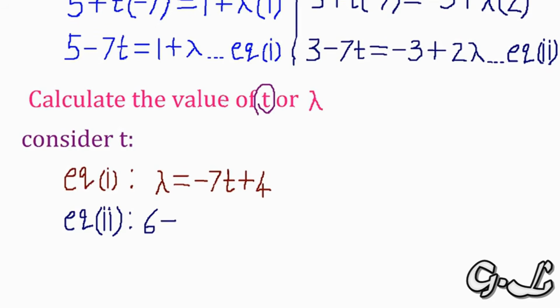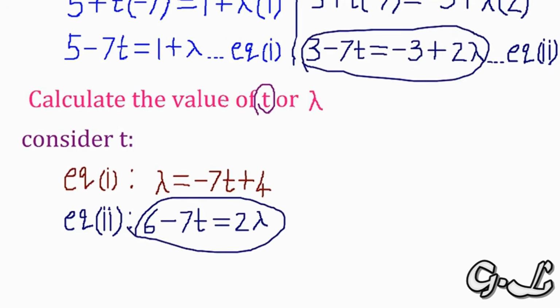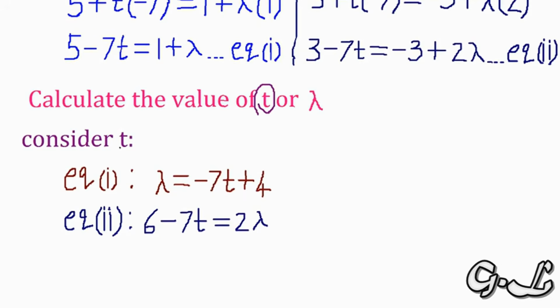So now what is the next stage? One thing that you need to keep in mind at this stage is that you're going to replace wherever there is lambda with what lambda equals. Remember, in the first equation we already found what lambda equals. Lambda equals negative 7t plus 4, so that is what lambda equals to. It is going to be enclosed in parentheses like that.